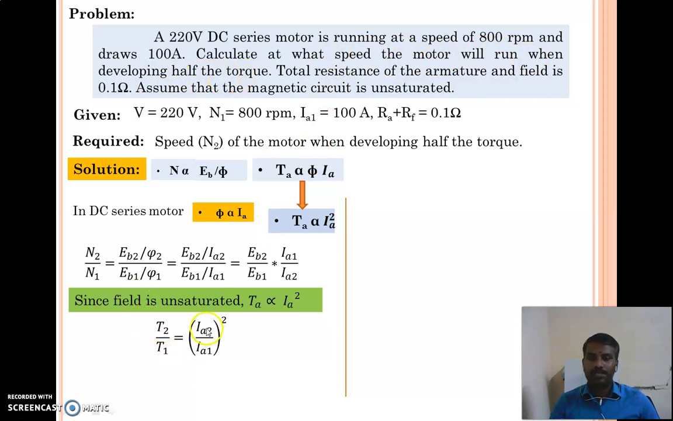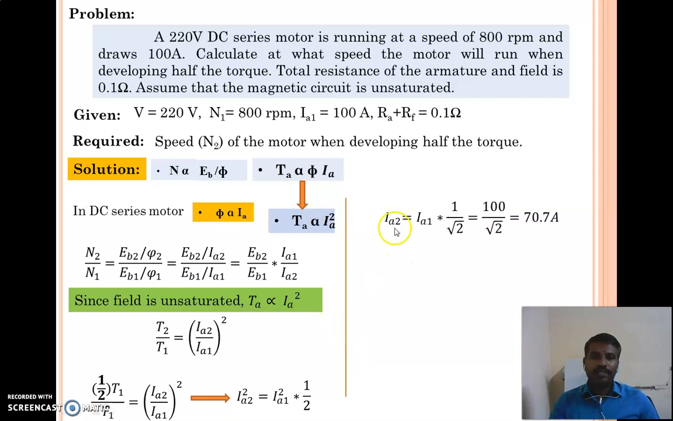So T2 by T1 is equal to IA2 by IA1 whole square. Here T2 is equal to half of T1. So half of T1 divided by T1 is equal to IA2 by IA1 whole square. You can cancel both T1. From that you can get the value of IA2 square, which is equal to IA1 square into 1 by 2. You can get the value of IA2 alone, which is equal to IA1 into 1 by root 2. The value of IA1 is 100 amps divided by root 2 is equal to 70.7 amps. It is the value of IA2.